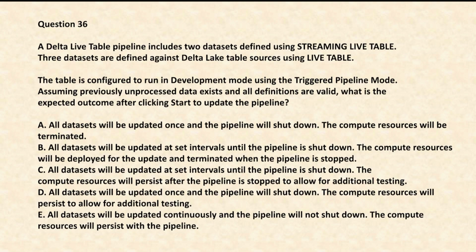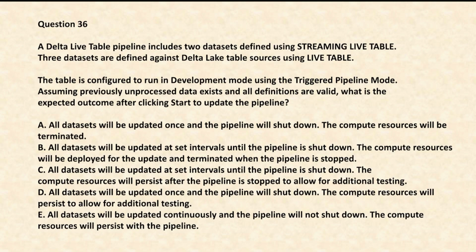Question number 35. A Delta Live table pipeline includes 2 datasets defined using streaming live table. 3 datasets are defined using Delta Lake table sources using live table. The pipeline is configured to run in development mode and using the triggered pipeline mode. Assuming previously unprocessed data exists and all definitions are valid, what is the expected outcome after clicking start to update the pipeline? So which of the options do you think is the right answer? Think for it. I will give you just 1 second. Then I will explain what the answer could be for this particular question.